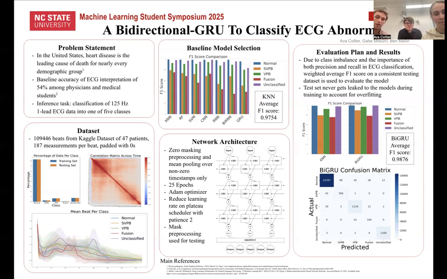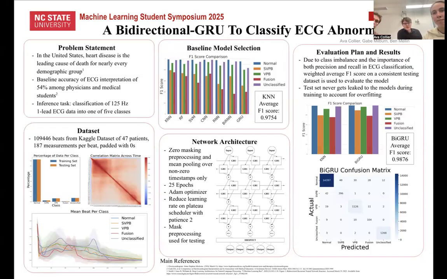It's also important to note that the unclassified category represents beats that could not be identified as one of the other categories, so all unclassified beats are lumped in there. The correlation matrix here shows that there is a temporal dependency in our data, which lets us know that we can use a model that is known to evaluate time series, which is one of the reasons we chose a bidirectional GRU. And you can also see the average beat per class in this bottom left graph here.